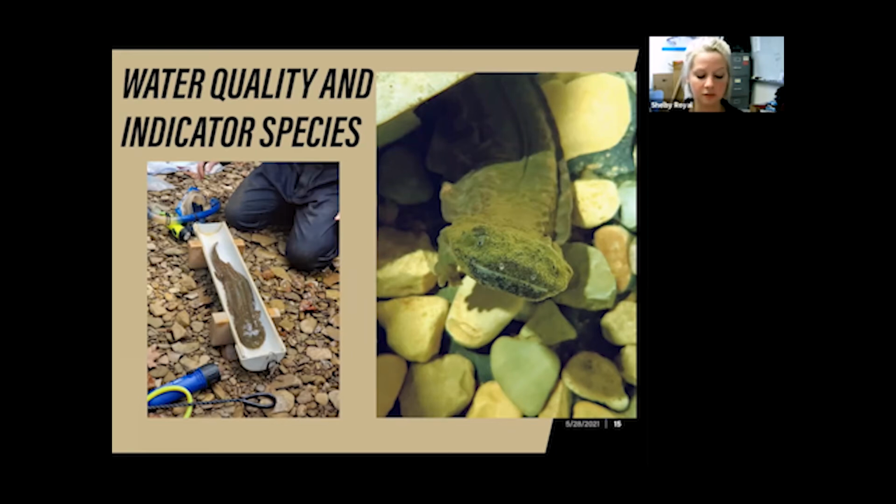So as I mentioned, water quality is extremely important, and it uses the measures of different chemical, biological, and physical characteristics of the water to understand how humans and other animals use it for proper habitats.